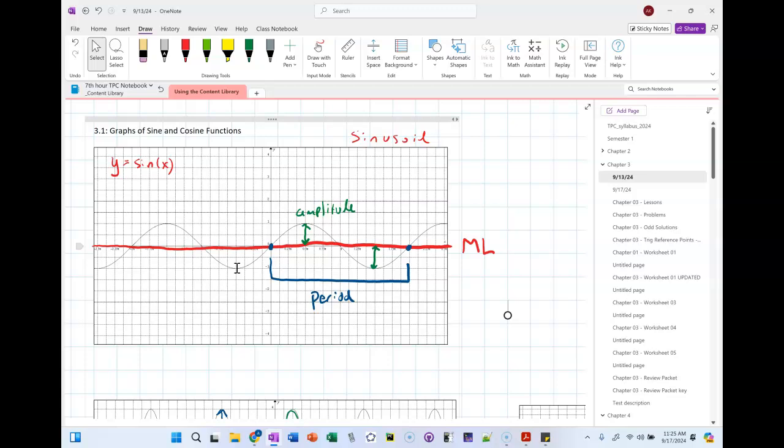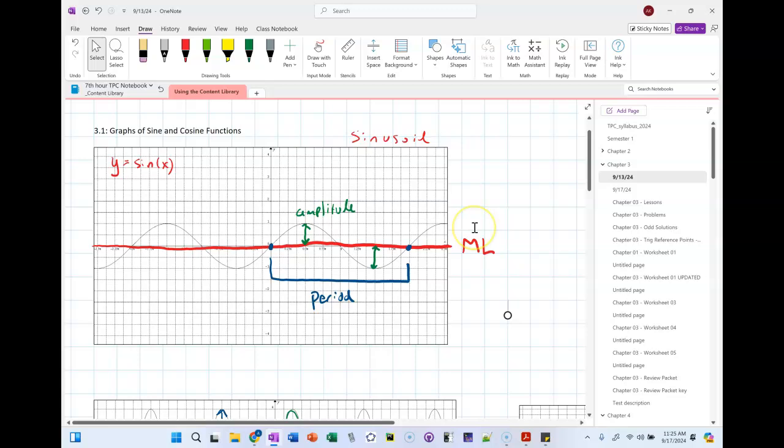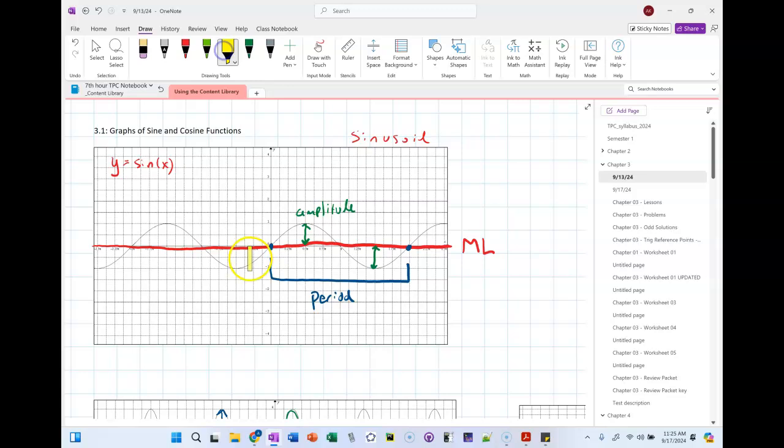And then the third piece is the period. So you notice how this graph just kind of goes up and down, up and down, up and down, and repeats itself over and over and over again. So if I look at one cycle of that graph, so like we did an up, and we do a down, and we return back to the midline, that's one cycle of our graph. The horizontal distance that one cycle covers is called the period. So the period's a horizontal distance that's covered by one cycle. Everybody's okay with that?